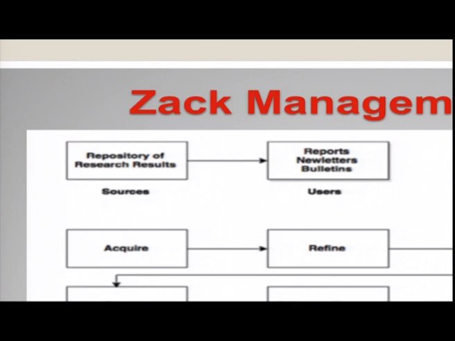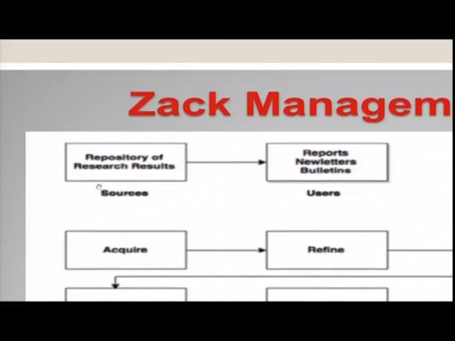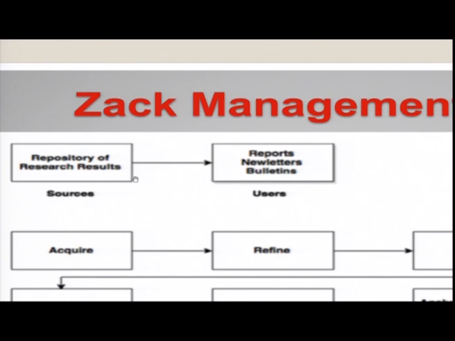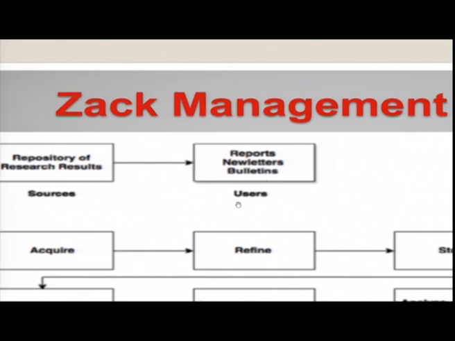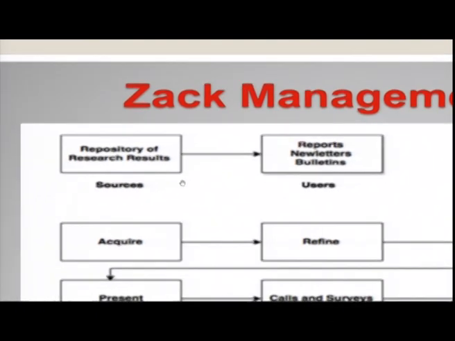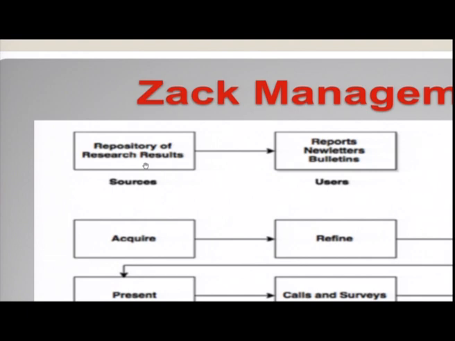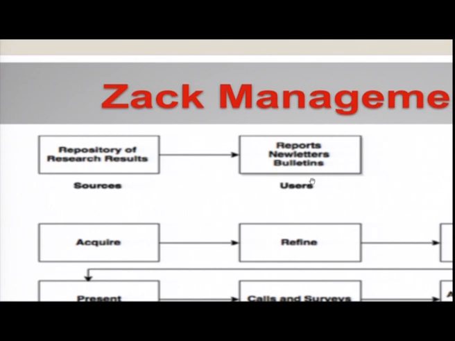So, where can we get the knowledge? We can get the knowledge from the repository of research results. After getting the knowledge from the repository and the research results, it is taken by the user. And how is it extracted from the repository to the user? It is extracted in the form of reports, newsletters and bulletins. So, this is how the knowledge is taken out from the sources and given to the users.